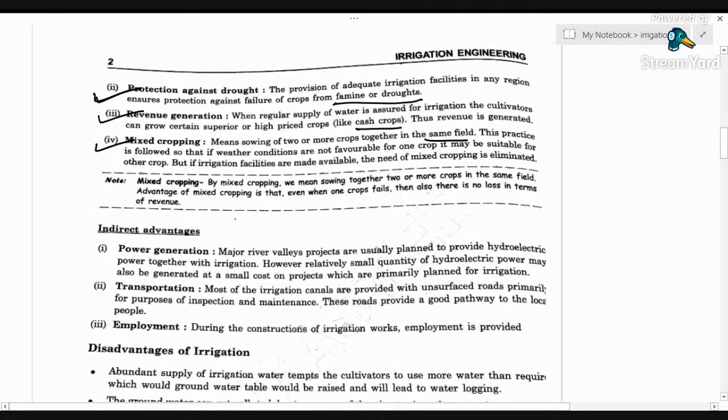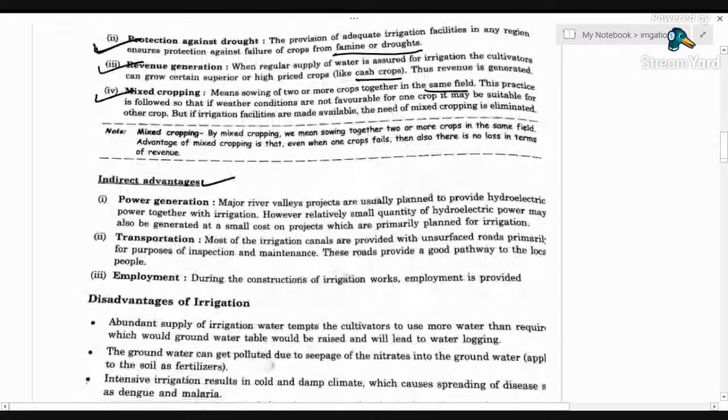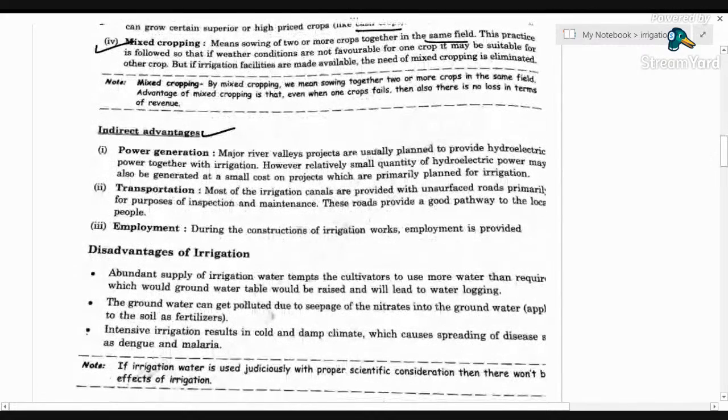What are the indirect advantages? Indirect advantages are first power generation. When you are designing a dam, storage network, for multi-purpose, for suppose Hirakud dam we have designed for irrigation, for water supply, for power generation. So we are storing the water not only for irrigation, we can use that water for generation of the power also. Okay, so that is the indirect advantage of power generation.